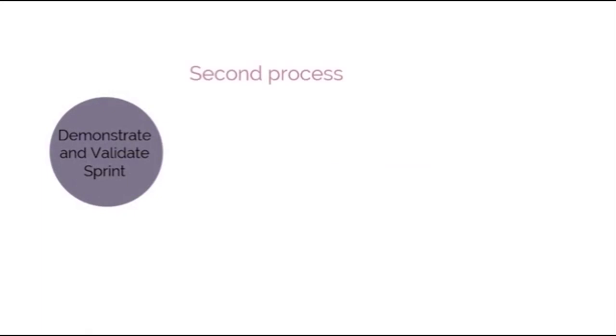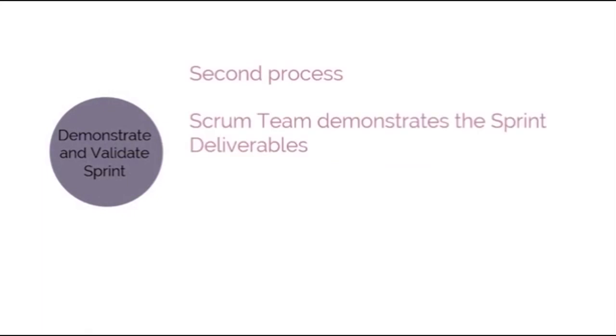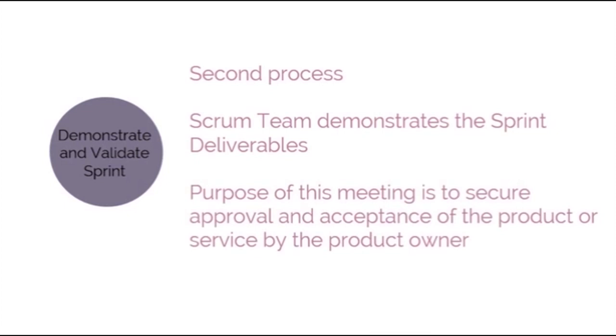The second process is demonstrate and validate sprint. In this process, the Scrum team demonstrates the sprint deliverables to the product owner and to the relevant stakeholders in a sprint review meeting. The purpose of this meeting is to secure approval and acceptance of the product or service by the product owner.